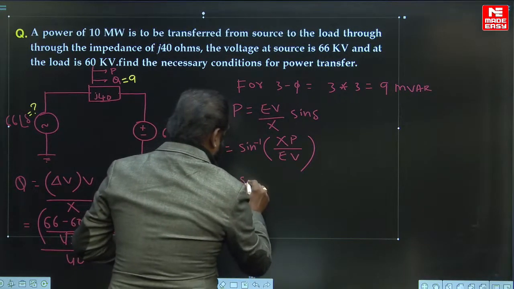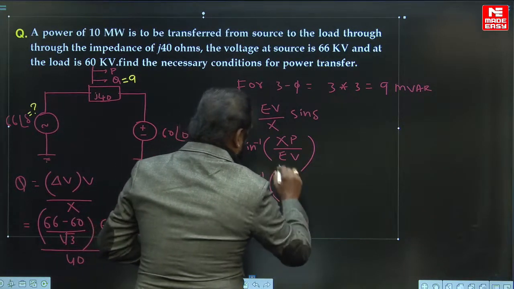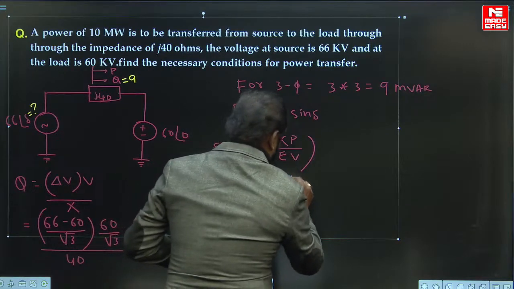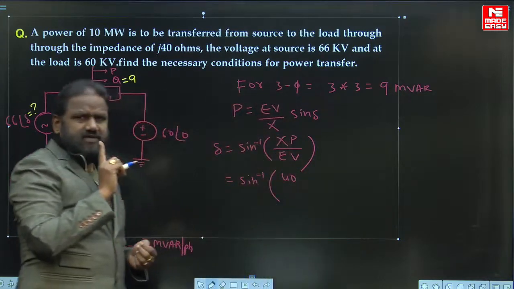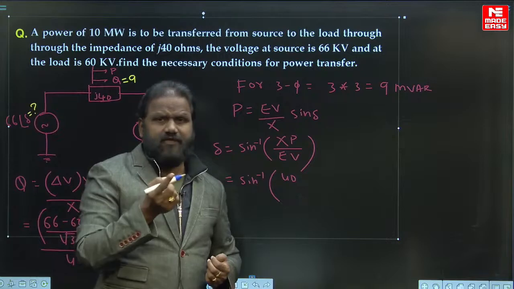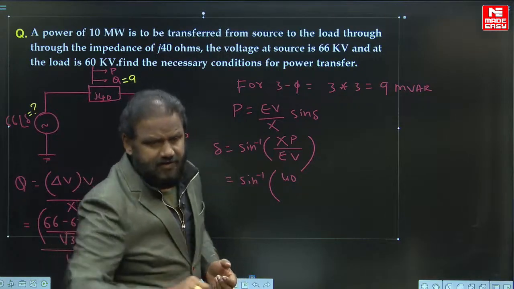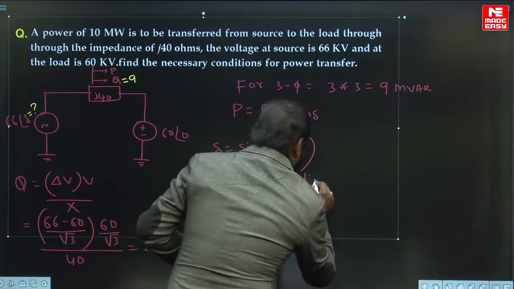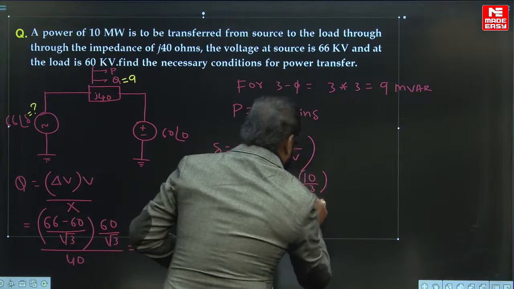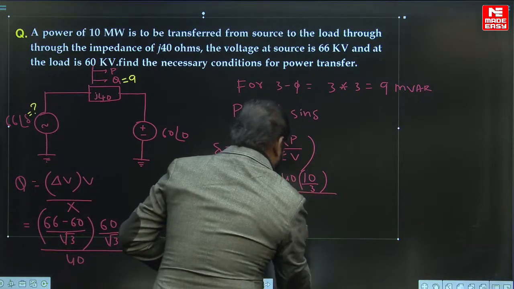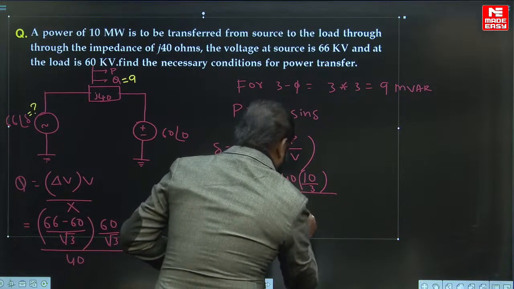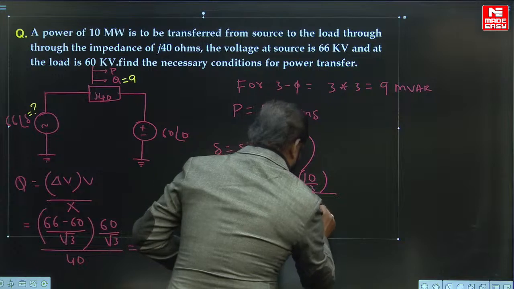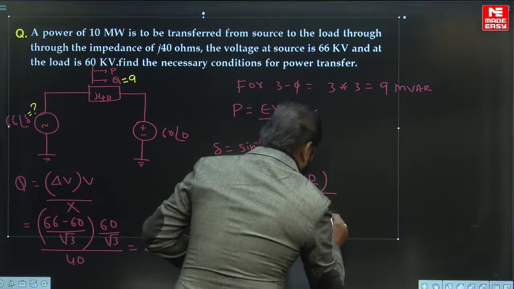That is equal to sine inverse of, X is equal to how much? 40. P is 10 megawatts, that is for the 3 phase. So what is the per phase value? 10 by 3. So that is equal to 10 by 3 into 40, divided by, this you can expand like this, 66 by root 3 and 60 by root 3.